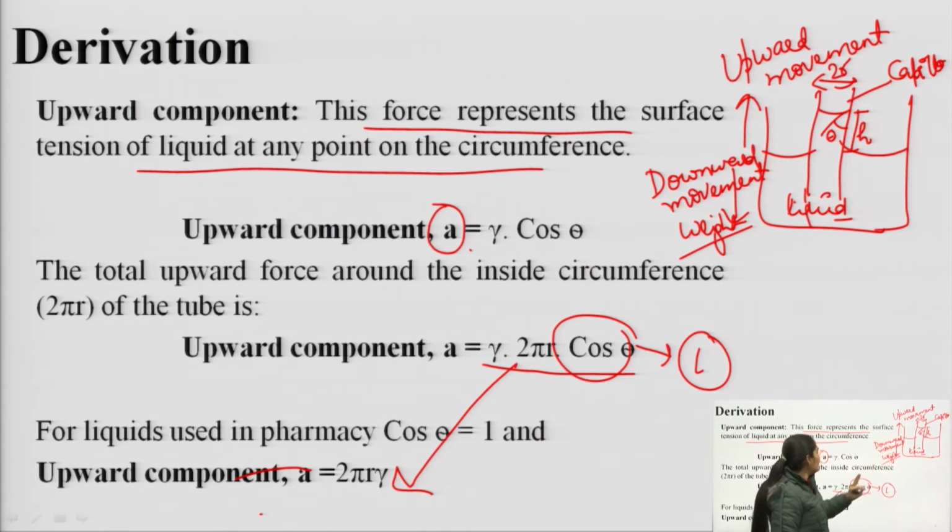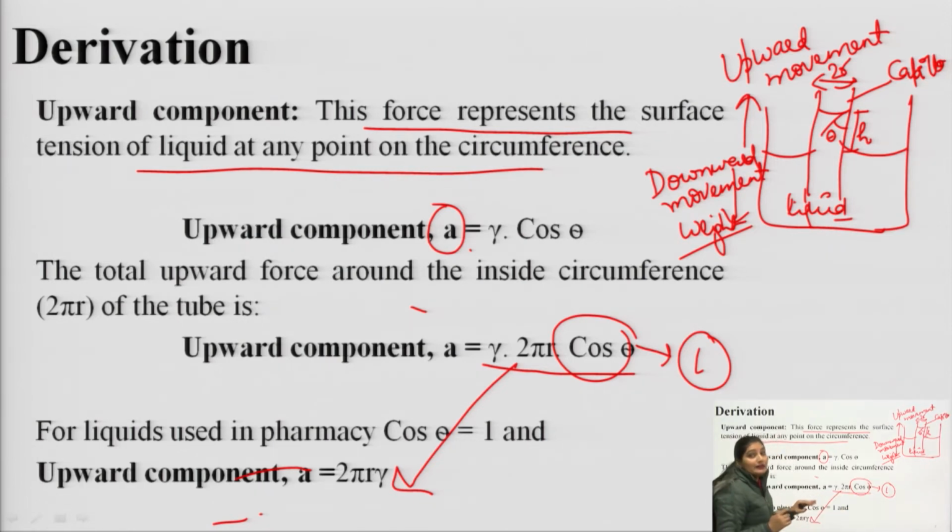Okay. So, the upward component will be equal to surface tension into cos theta. Why cos theta? Because it will form a certain angle at the meniscus. Okay. And this angle is represented by theta. So, the upward component is equal to gamma into cos theta, and the circumference of the capillary tube is equal to 2 pi r. So, the upward component is equal to gamma into 2 pi r into cos theta.